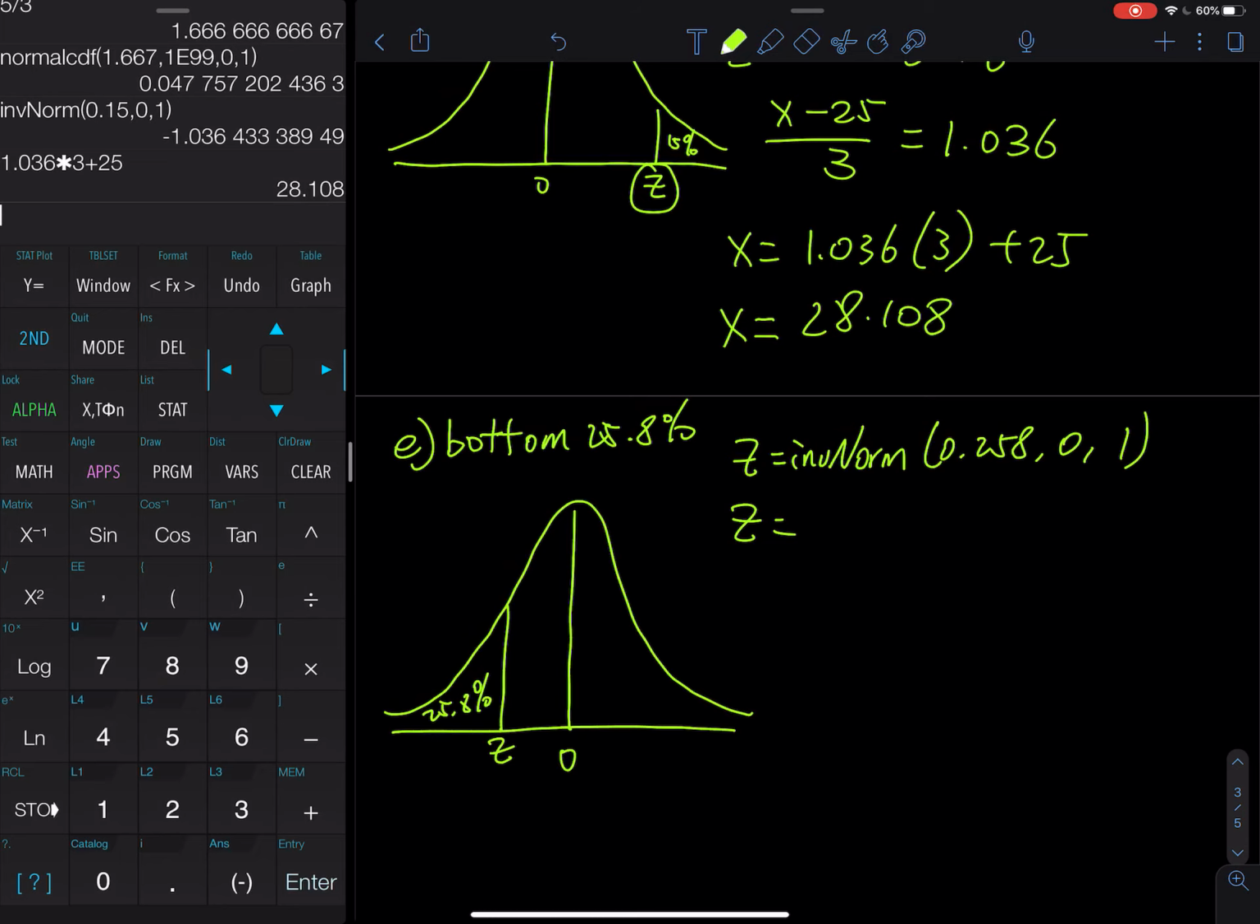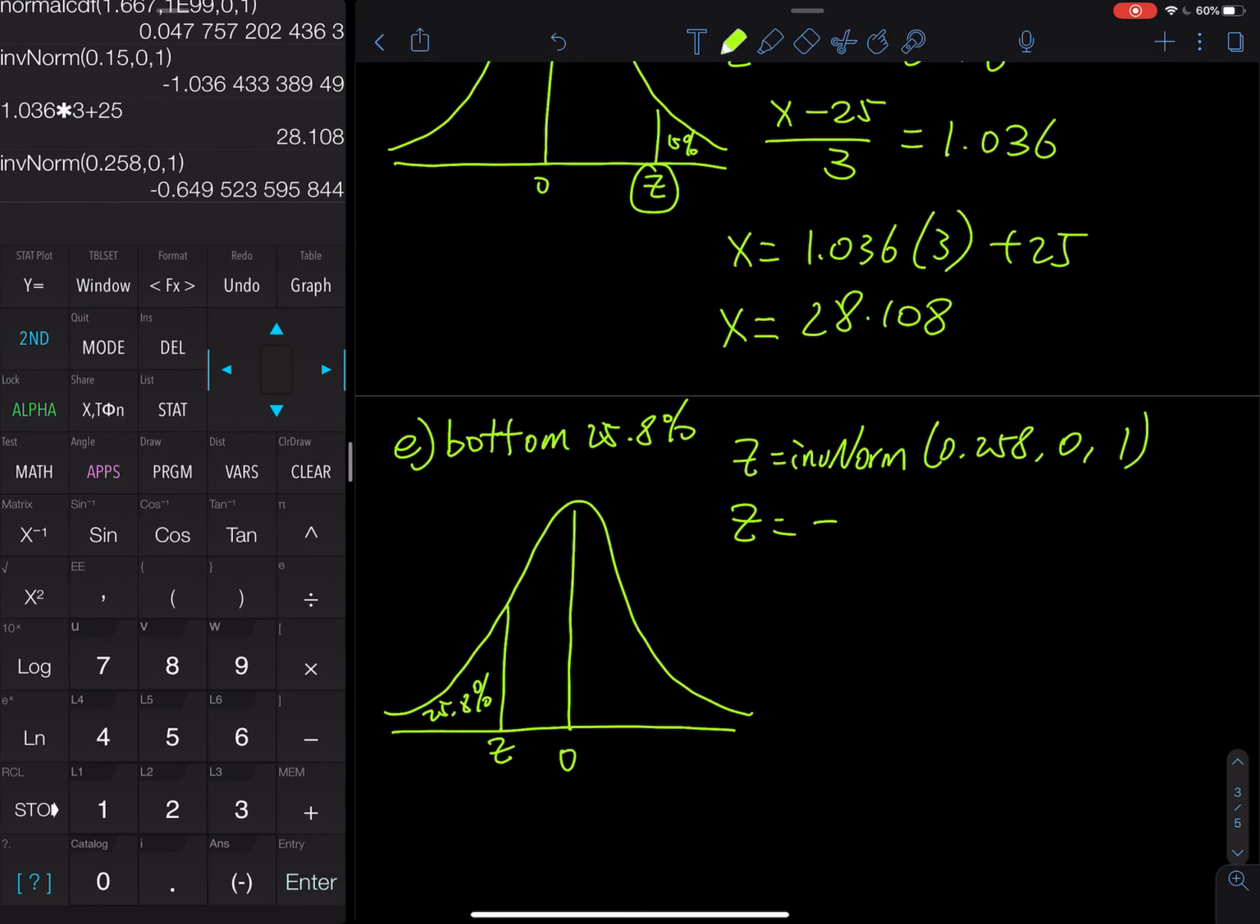Second vars, inverse norm 0.258. The mean is 0. The standard deviation is 1. We enter negative 0.649. But we add 1 to the 9, then that will be 0.650. Do we need to remove the negative? The answer is no, because this time the area is on the left. No need to remove the negative.